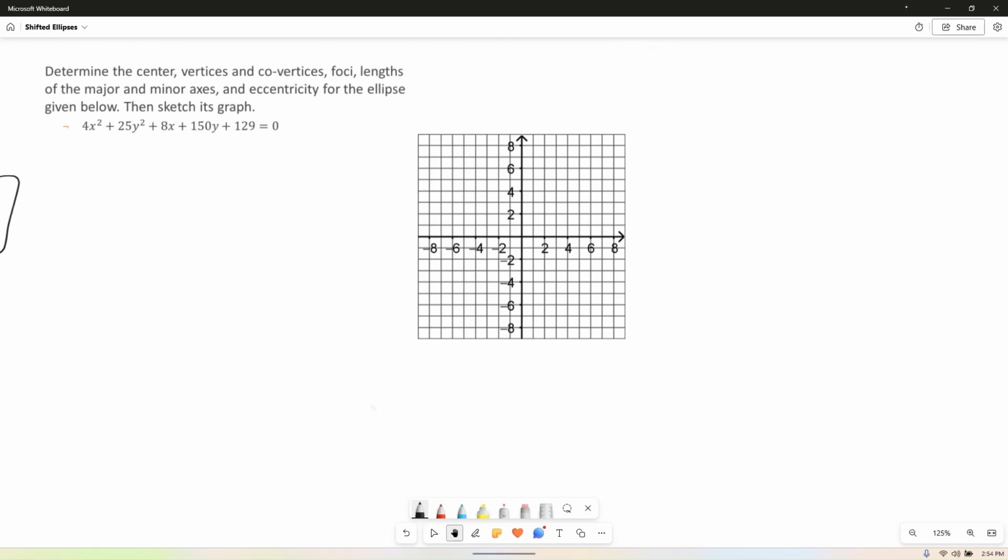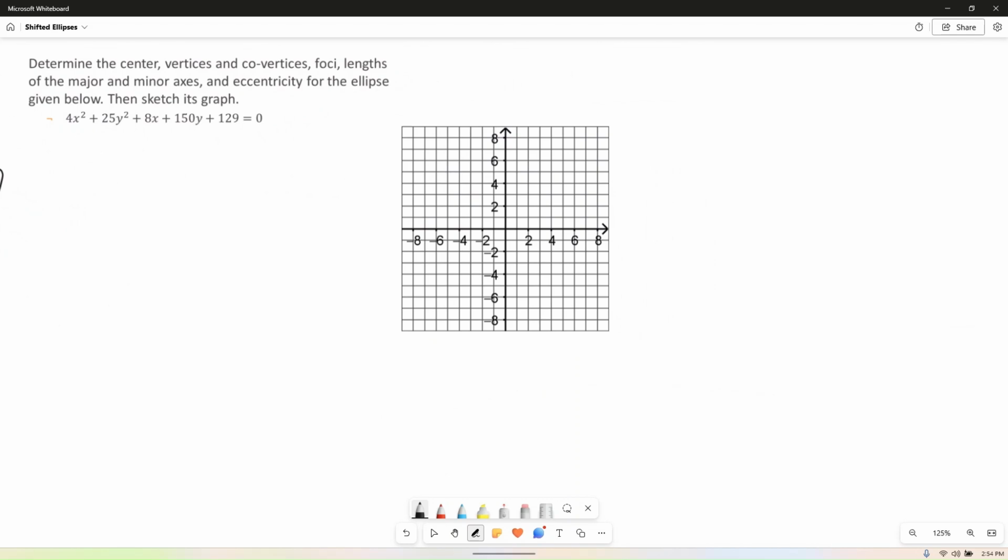All right, let's look at one more example. This time we're given more of a general equation for an ellipse. It's not in standard form, but we want to write it in standard form, and then we also want to figure out all the key characteristics. To do all the characteristics and sketch the graph, we need to first get it in standard form.